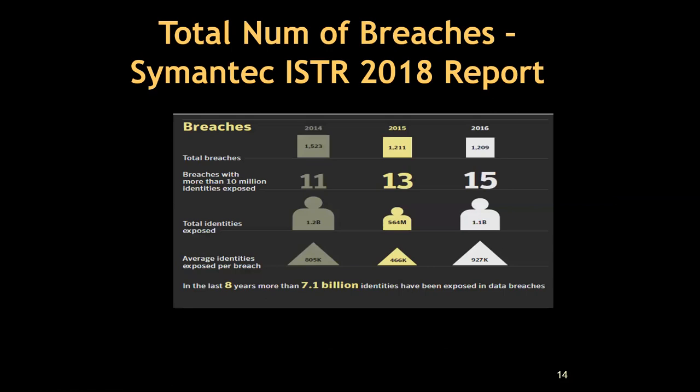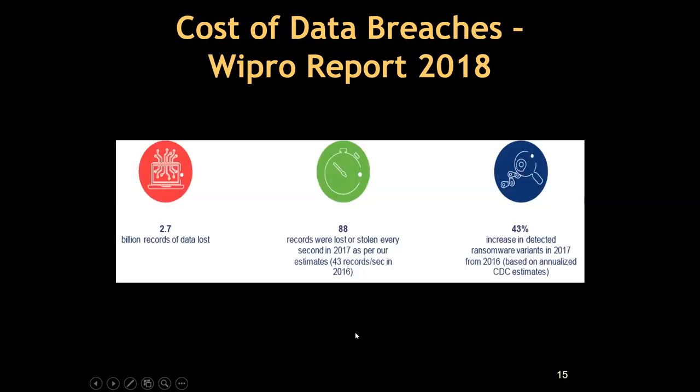There are a lot of companies that are losing information. This is a report from the Symantec Internet Security Threat Report. It's a kind of old one, but it tells you that in 2016, 1.1 billion identities were stolen, right? I don't have the latest figure, but I wouldn't be surprised if it is more than that. And this is from Wipro for India: 2.7 billion records were stolen just in 2018. And this is increasing a lot.